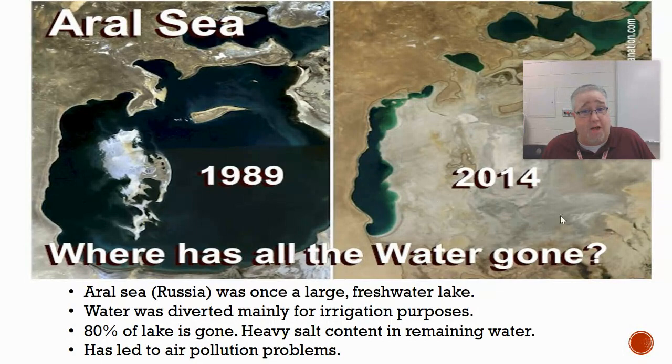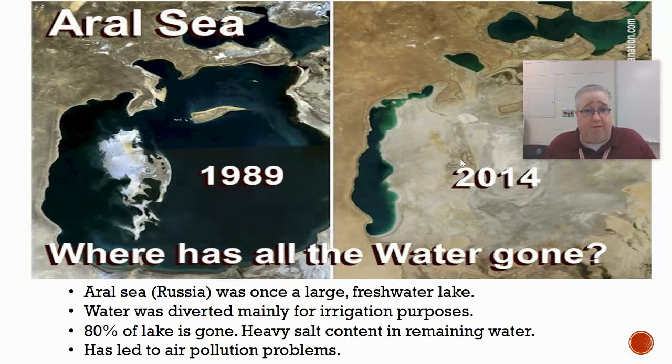And the picture that you see on the right, this was taken in 2014, is basically what was left of the Aral Sea. So we diverted this water away to use it for other purposes, and you can see what the result of that was. 80% of the lake is completely gone, and what was left behind was a tremendous amount of salt. Now, even though this was not a saltwater lake, there is salt in it. It's just not enough to call it a saltwater lake.